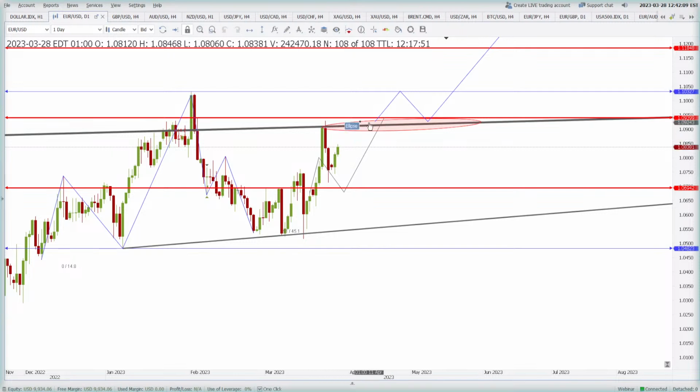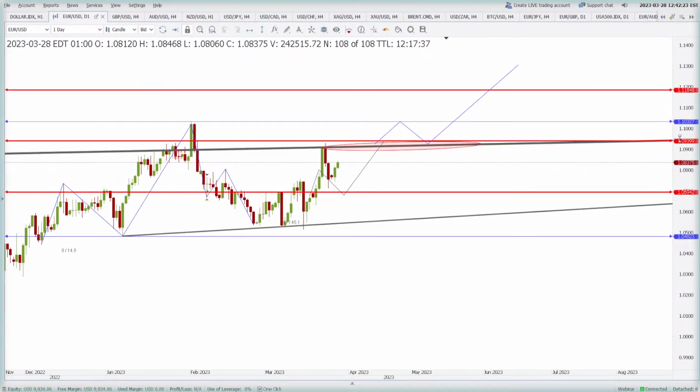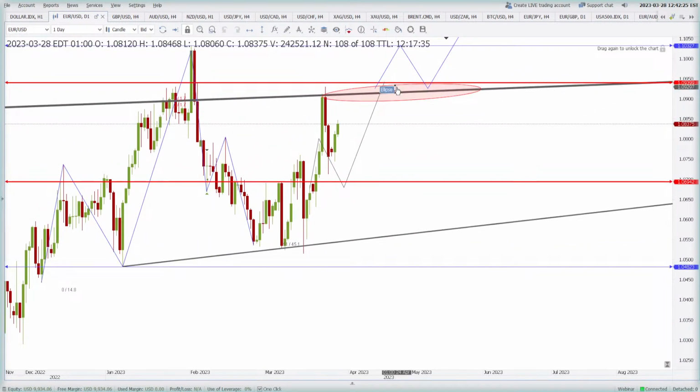So expect a lot of resistance here, but for some reason if the price is able to go beyond 1.0939 and trade comfortably above that, then I will think 1.01032 will be exposed in this market, and even the higher targets will be exposed in this market. But right now this zone is the crucial zone of resistance.